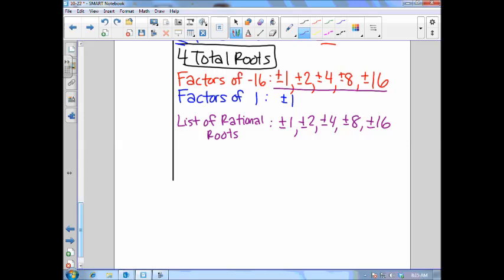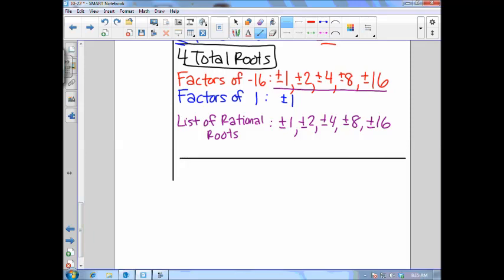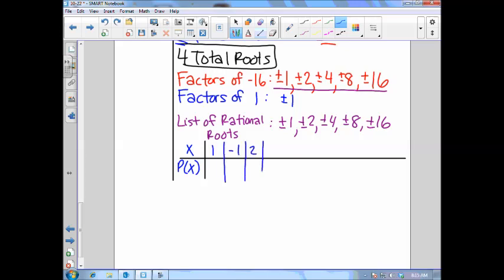Okay, Gucci, what do we do now after we have the list of possible rational roots? So we put them down. Put them down in what? Put them in that weird, start with a C. Chart. There you go. And then we put them in. Good. Okay. So we'll put in 1, negative 1, 2, negative 2, 4, etc.